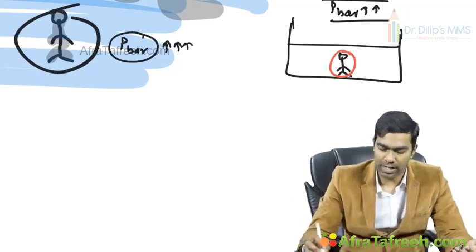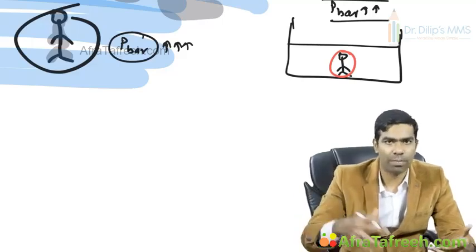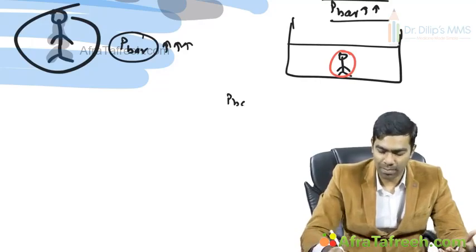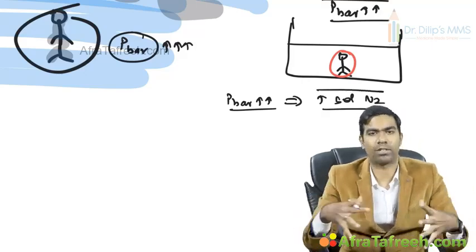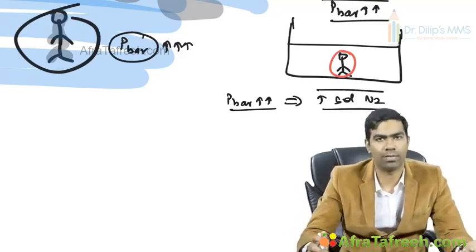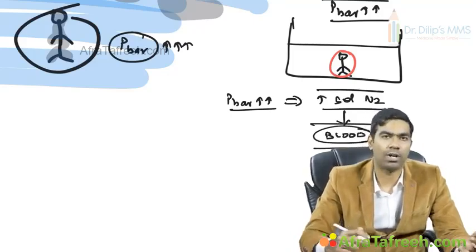Because Henry's law clearly tells us that solubility and concentration will increase the more you increase the pressure. So since the barometric pressure increases, you are going to increase the solubility of nitrogen by sheer pressure compressing. This nitrogen is going to mix in the blood, and nitrogen is going to enter the blood, and the blood will now be containing a lot of nitrogen.